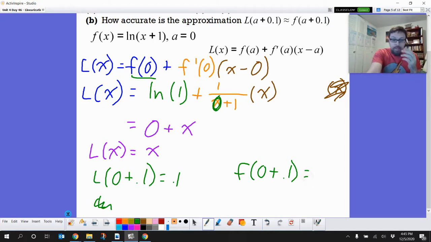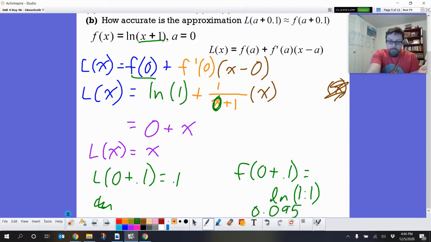F of 0 plus 0.1, that is going to be the ln of, oh wait, sorry. It is x plus 1, so that is 1.1. Sorry, my brain fell apart there for a second. I was like, no, my key's got 1.1, why am I not getting that? I forgot the original equation had ln of x plus 1. Okay, so the ln of 1.1, we can type that into our calculator and we get 0.095.